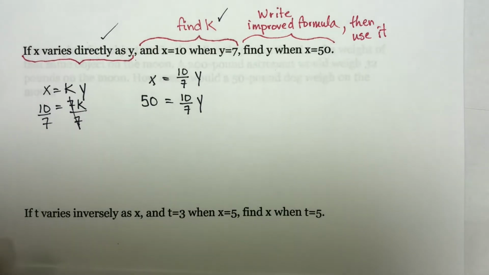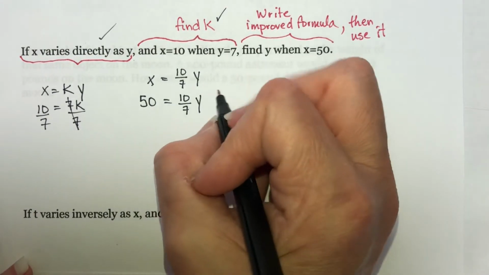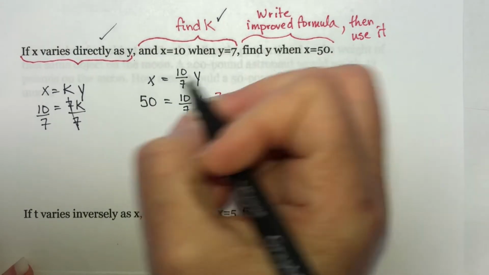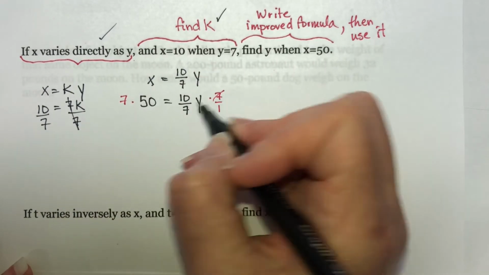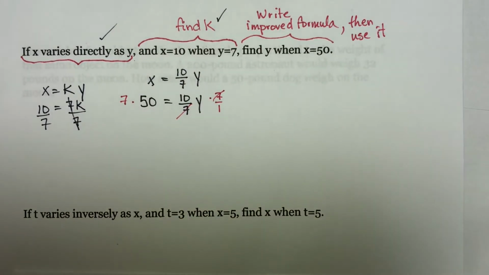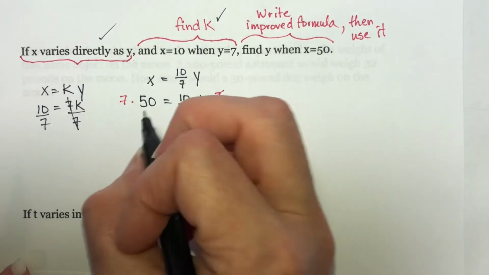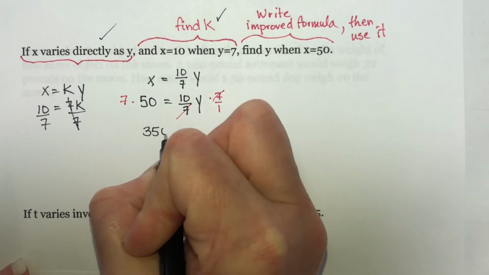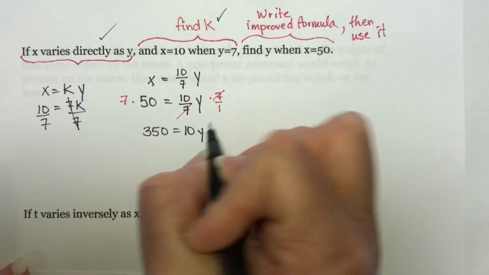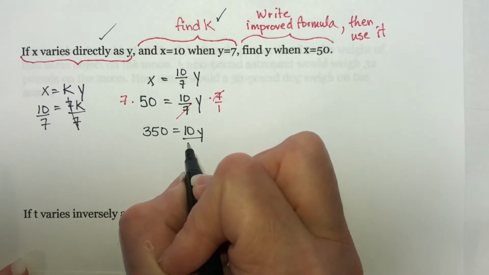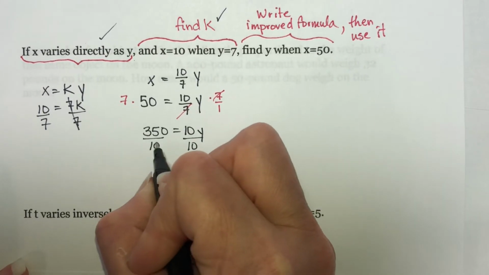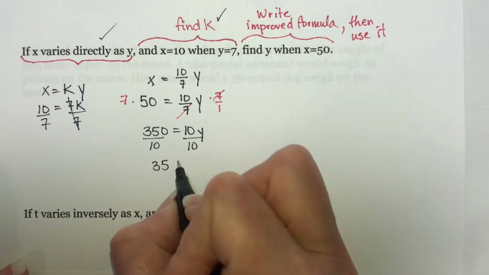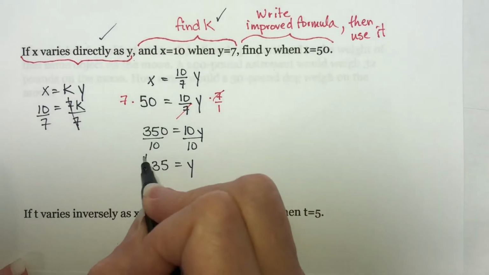Okay. Now I can kill my fraction by multiplying both sides by 7. Here, that's just going to cancel that out, and I'll have 10y on that side. 7 times 50 would be 350, is equal to 10y. Divide both sides by 10, and you get 35 is equal to y. This is the answer they're looking for.